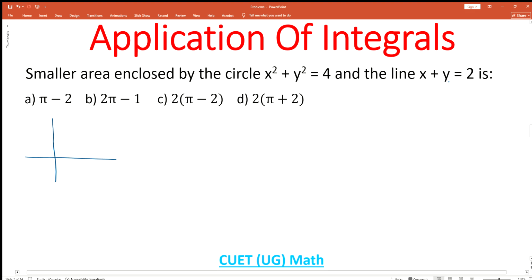The center of the circle is 0, 0 or origin. The radius of this circle is equal to square root of 4, which is equal to 2. So this circle will cross the x-axis at 2 and negative 2 and y-axis at 2 and negative 2. We can draw the circle.